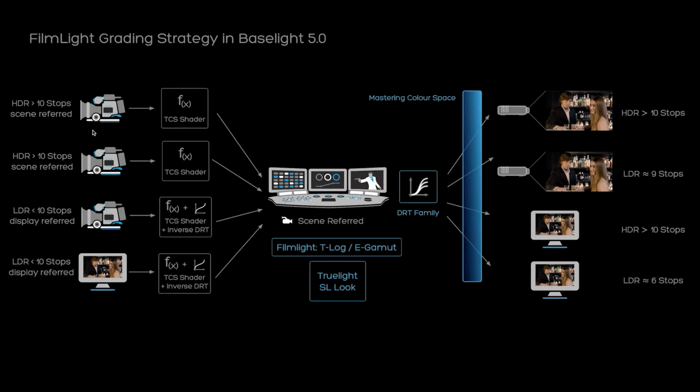Okay, that was a lot of info. Just to summarize, the overall grading strategy in Baselight. Still, we convert everything to a common working color space and then use DRTs to produce our display-referred images. Now, with DRT families, the complexity for multi-deliverable projects is greatly reduced because the user picks just a DRT family and the actual DRT is selected by the system based on the viewing conditions.